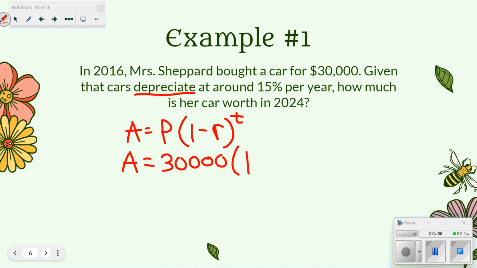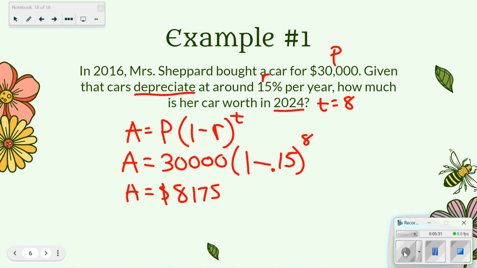And I have 1 minus my rate, so 0.15. And I'm going to raise that to my time, which if I bought it in 2016, and I want to know the value in 2024, my time will be 8, so 8 years. So go ahead and put that in your calculator to figure that out. Pause the video and then check when you're done. And I just rounded to the nearest dollar amount.